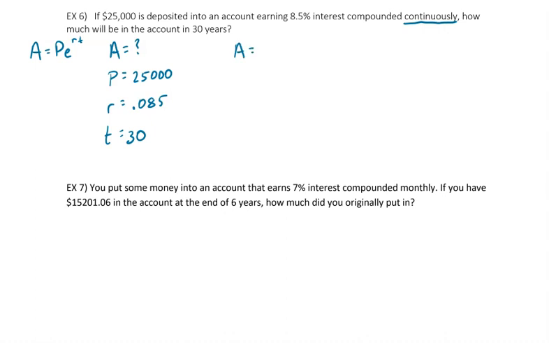We're going to have A equals 25,000 e to the 0.085 times 30. Again, go ahead and plug this into your calculator. And we should be getting $320,177 and about 59 cents.